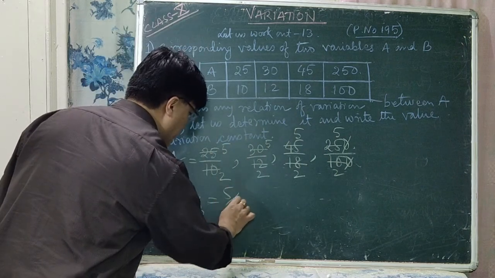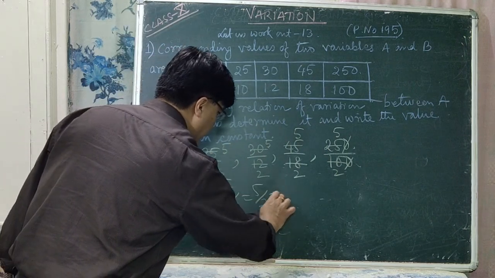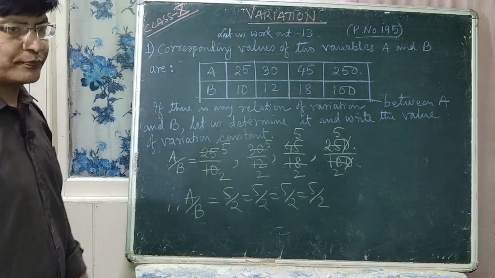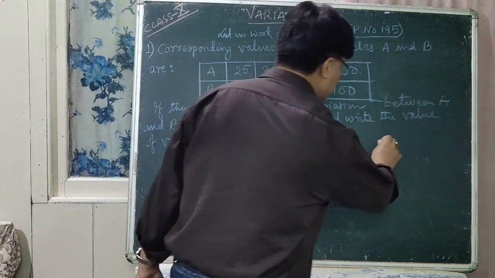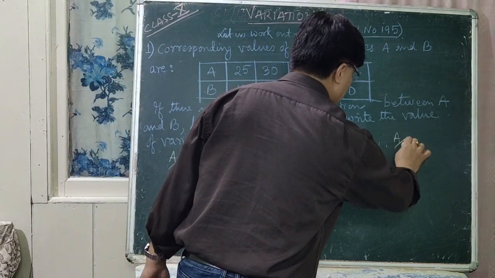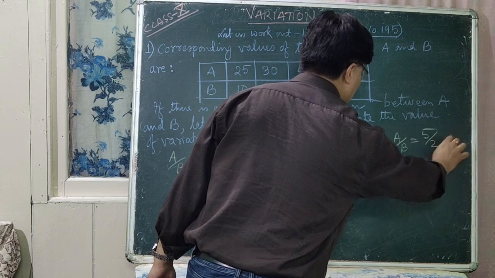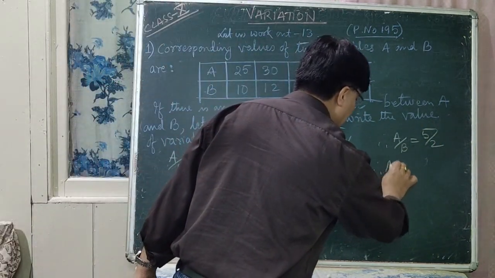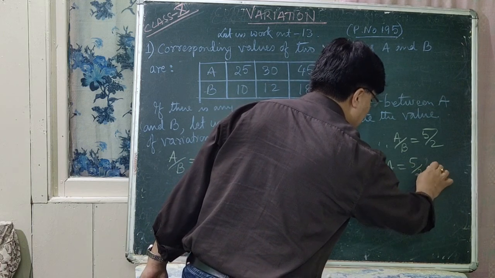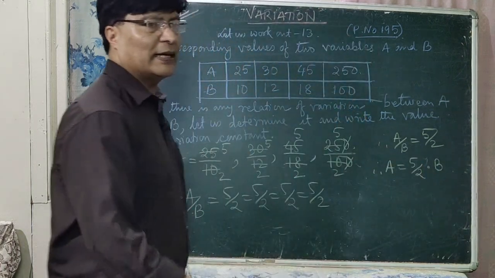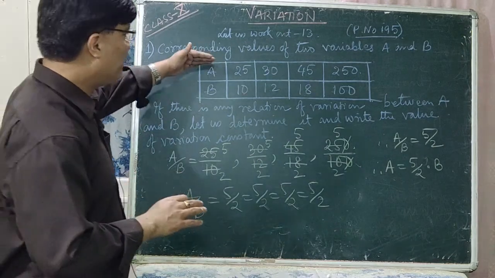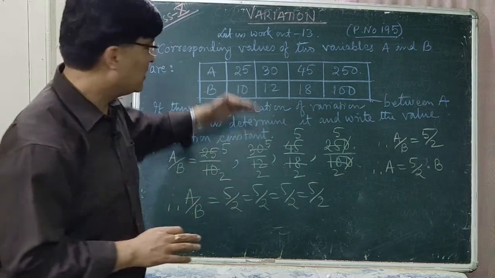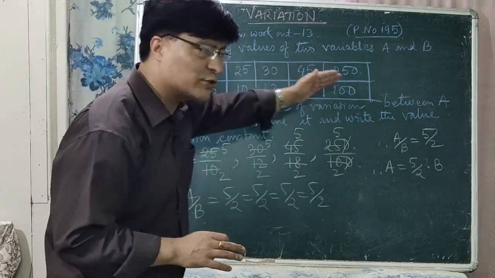So you can write here 5 by 2 is equal to 5 by 2 is equal to 5 by 2 is equal to 5 by 2. That means we get A by B is equal to 5 by 2. Is that clear to all of you? That is A is equal to 5 by 2 into B. That is, in this case, if A increases, B also increases, right?